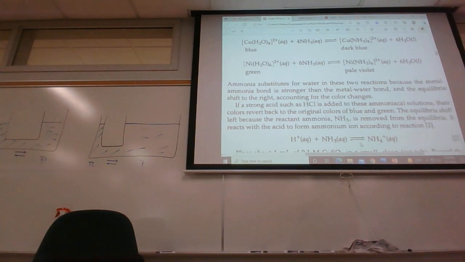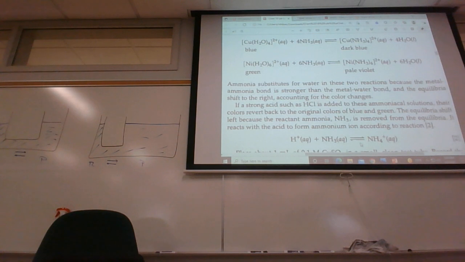Well, one way to tell is this. Which one is a better Lewis base? Water or ammonia? Ammonia. Well, ammonia is better at Lewis base. It's because ammonia is what we call a nitrogen donor. Water is what we call a what donor?